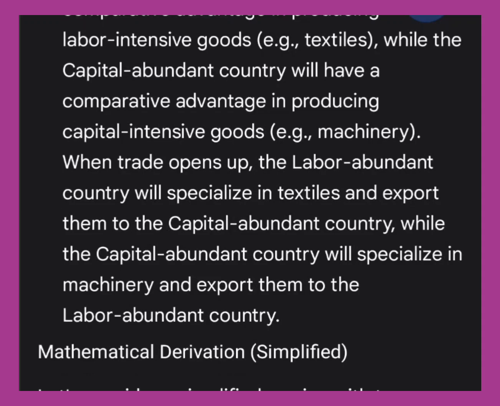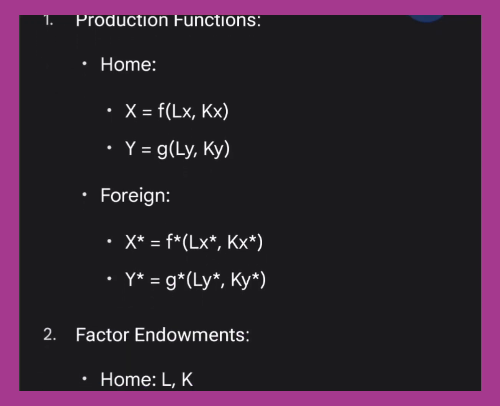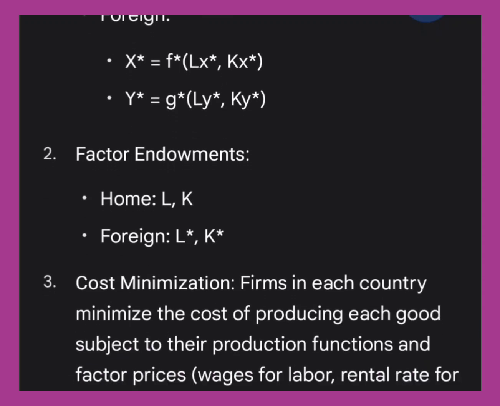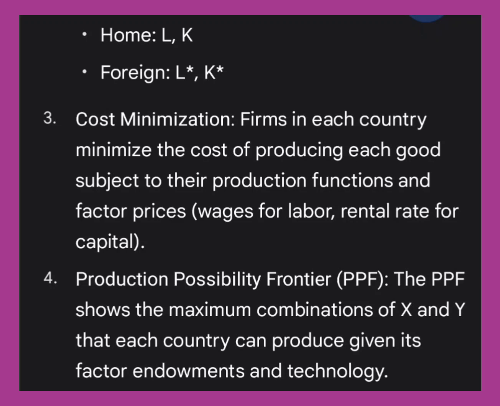Mathematical derivation, simplified. Let's consider a simplified version with two countries, home and foreign, two goods, X and Y, and two factors, labor L and capital K. 1. Production functions. Home: X equals F of Lx, Kx; Y equals G of Ly, Ky. Foreign: X equals F of Lx, Kx; Y equals G of Ly, Ky. 2. Factor endowments. Home: L, K. Foreign: L, K. 3. Cost minimization. Firms in each country minimize the cost of producing each good subject to their production functions and factor prices, wages for labor and rental rate for capital.